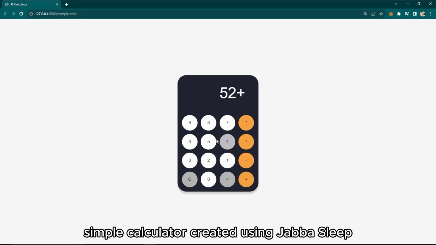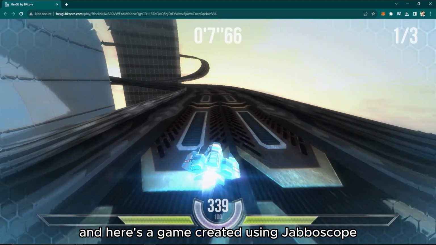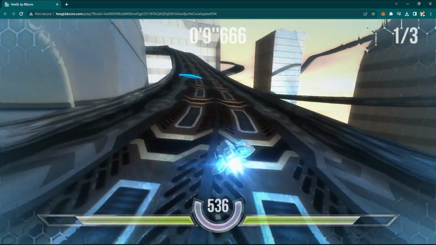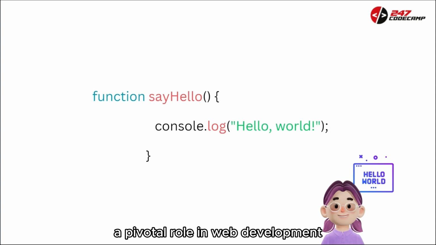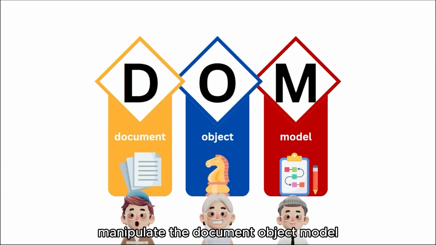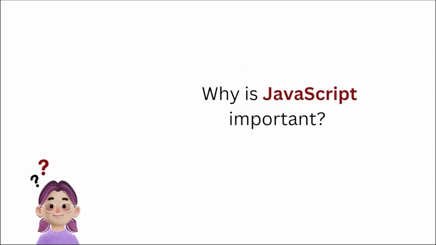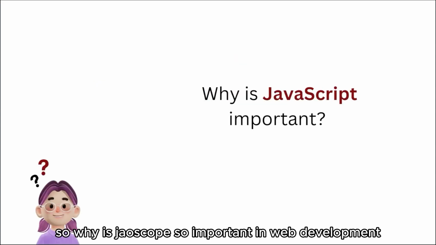Here is a sample simple calculator created using JavaScript. And here's a game created using JavaScript. JavaScript is a versatile programming language that plays a pivotal role in web development. It allows you to add interactivity, manipulate the document object model, and enhance user experience on websites. So why is JavaScript so important in web development?